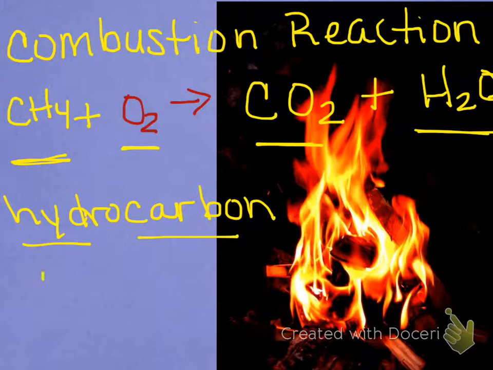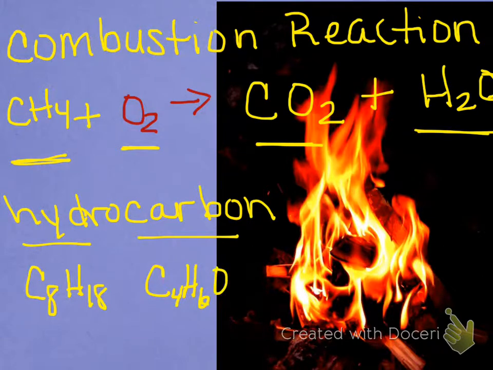We could have things like C8H18, that's octane, that's what's in a lot of cars in the gasoline. We could have some compounds that have some oxygen in them too. So anything though that contains carbon and hydrogen is a hydrocarbon, and when those burn in oxygen, react with oxygen, our products are always the same, carbon dioxide and water. And that's our fifth type of reaction, combustion reactions.